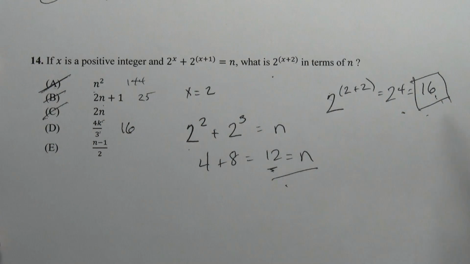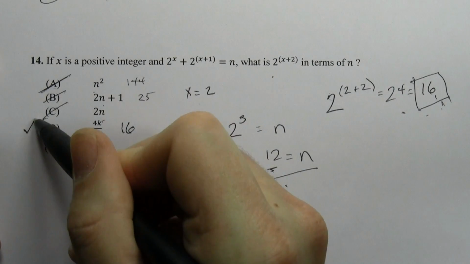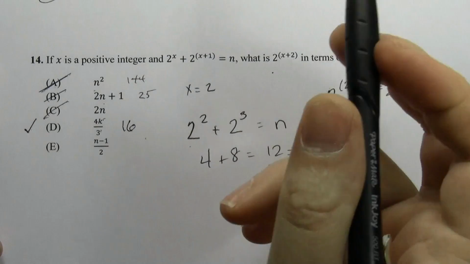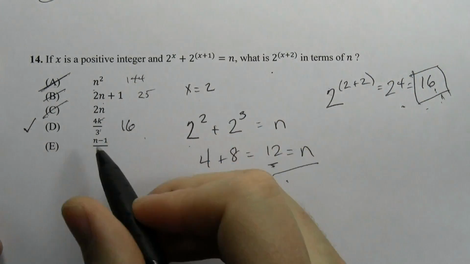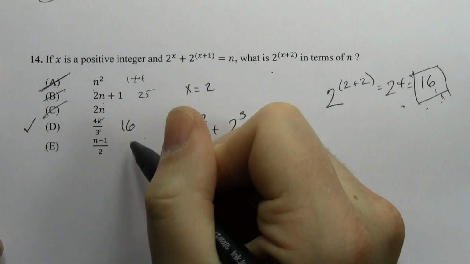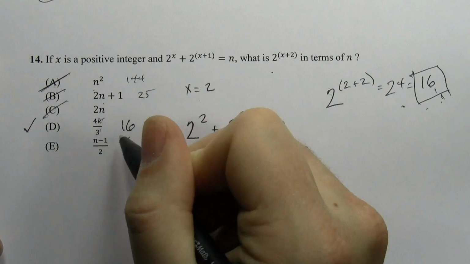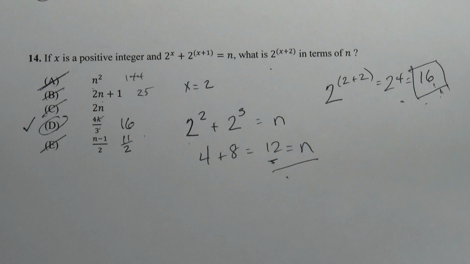Okay, so looks good. Now here's an important thing. I don't want you to just stop at D and circle it. I just want you to acknowledge that it works and then check the other answer choice just to be safe, right? So let's look at E. We have n minus 1, so that's 12 minus 1 is 11 over 2. Clearly not 16.